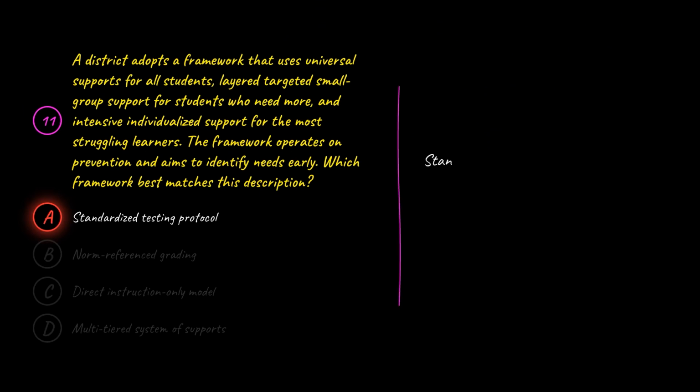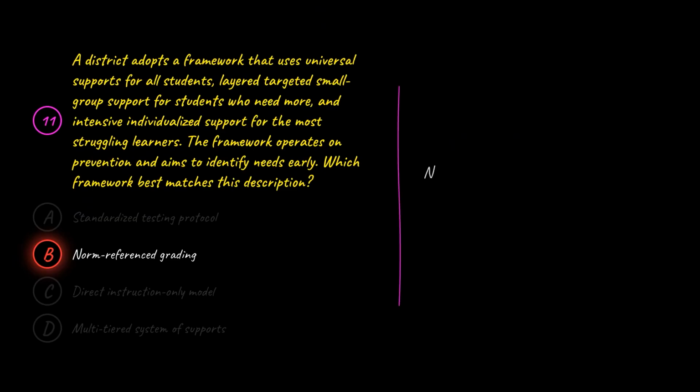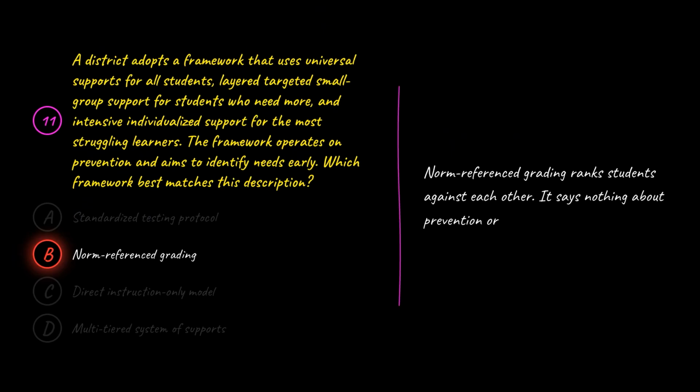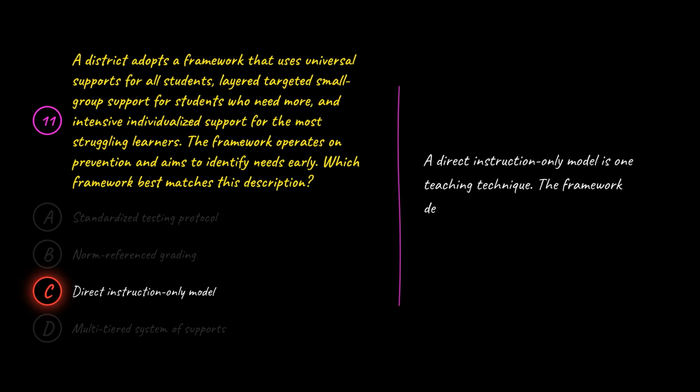A is wrong because standardized testing is an assessment activity, not a support framework. It does not provide tiered intervention or layered services. B is wrong because norm reference grading ranks students against each other. It says nothing about prevention or layered support of any kind. C is wrong because a direct instruction only model is one teaching technique. The framework described is broader and incorporates many strategies across tiers.